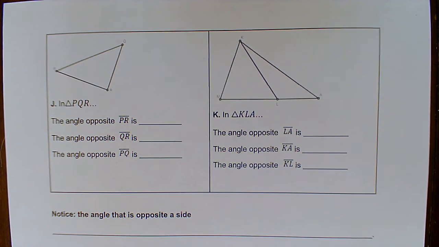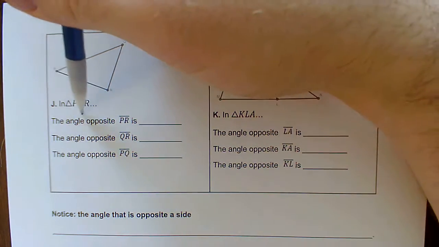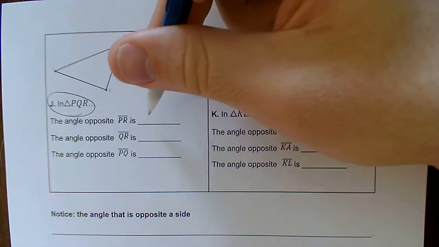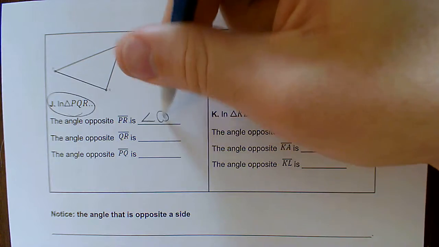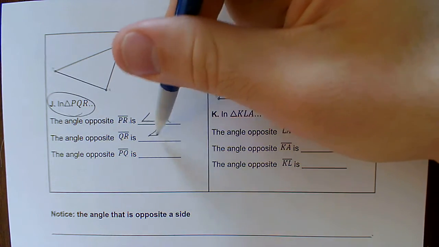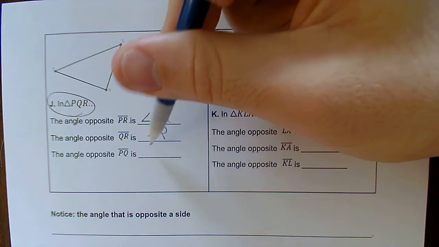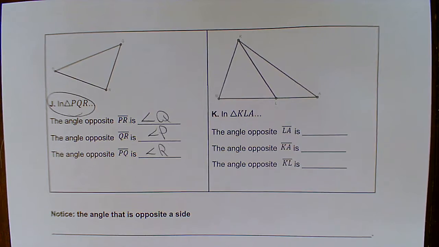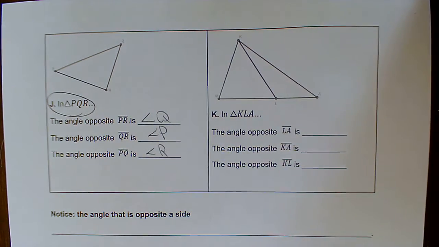So, we can find the side opposite of angles, and we can find the angle opposite of a side. It follows the same process, and again, you don't need to use the picture. I have triangle PQR, and given segment PR, the opposite angle is going to be angle Q, because it's the leftover point. The side opposite of QR is going to be angle P, and the side opposite of PQ is going to be angle R. You can check it with a picture if you want.